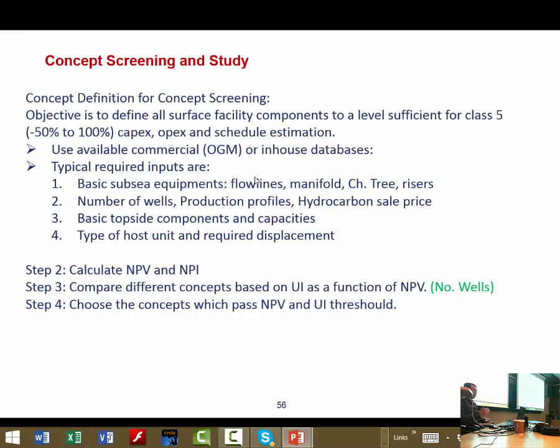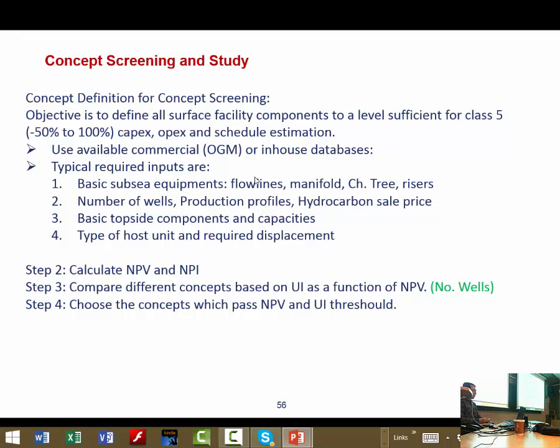And typical required input for concept selection is basic subsea equipment, like flow lines and length of flow lines, number of manifolds, Christmas trees and size, number of risers, number of wells, production profile, hydrocarbon sale price, basic topside components and capacities, and type of host unit and required displacement. For example, the cost of the host platform is usually estimated in this phase by displacement.